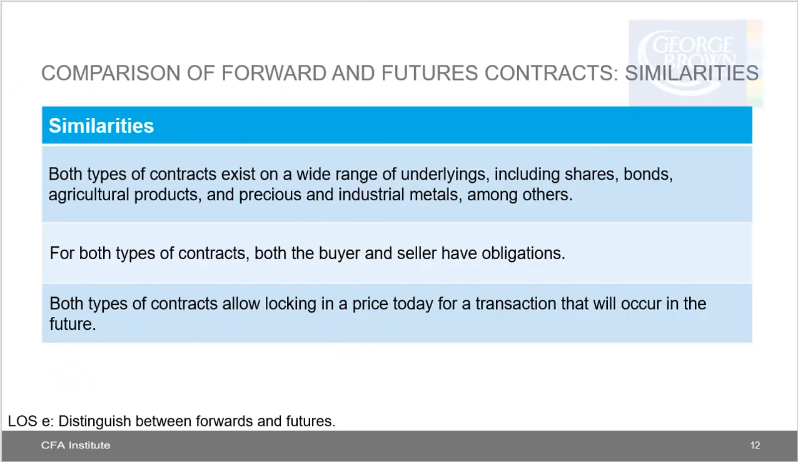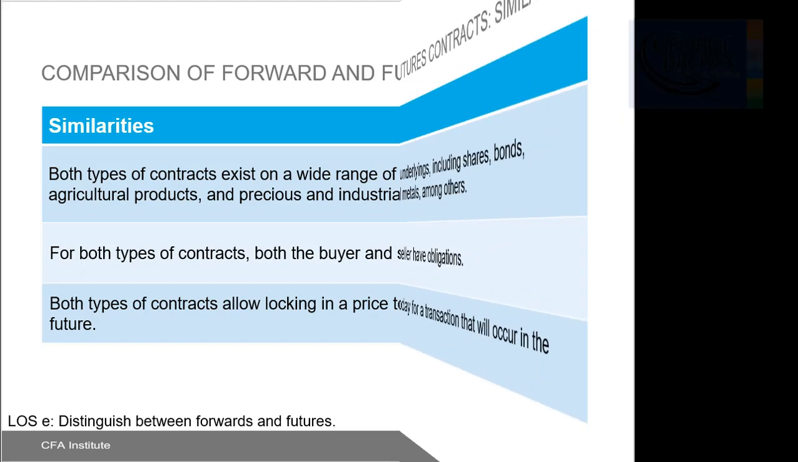So when we compare forwards and futures contracts, we're going to look at the similarities. Both types of contracts exist on a wide range of underlyings, including shares, bonds, agricultural products, and precious and industrial metals, amongst others. For both types of contracts, both the buyer and seller have obligations, and both types of contracts allow locking in a price today for a transaction that will occur in the future.